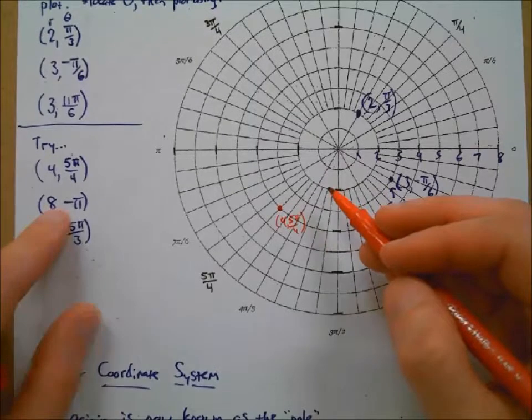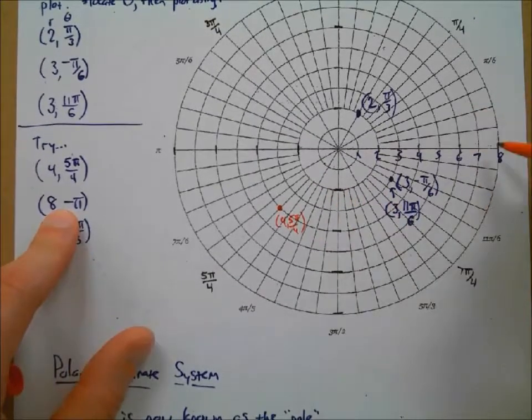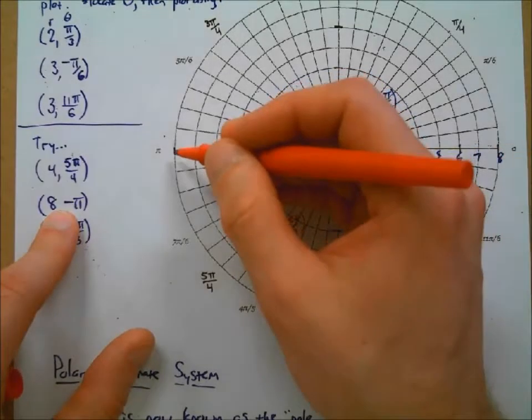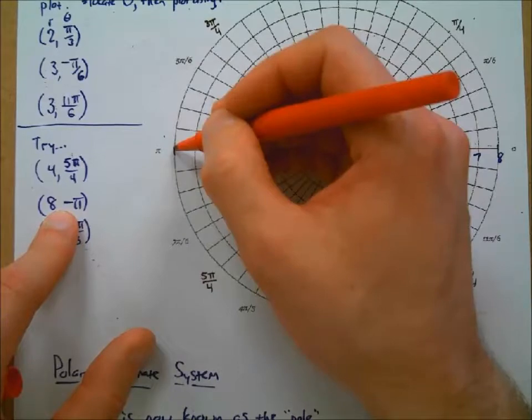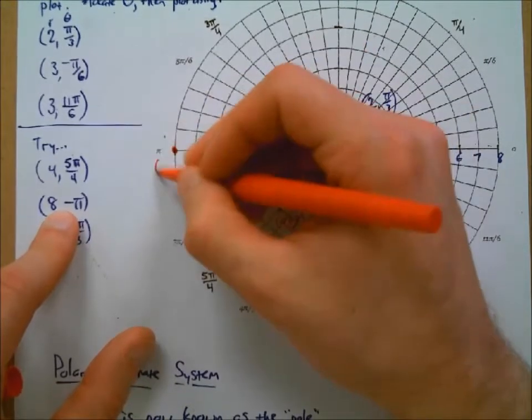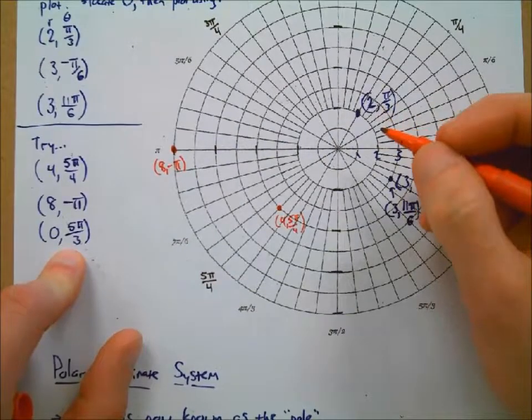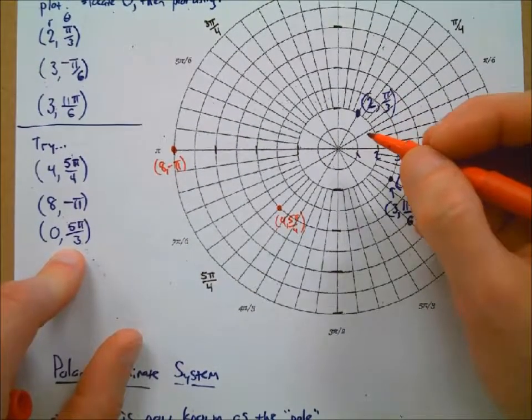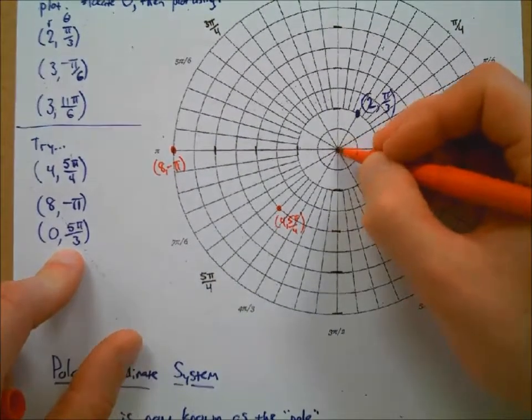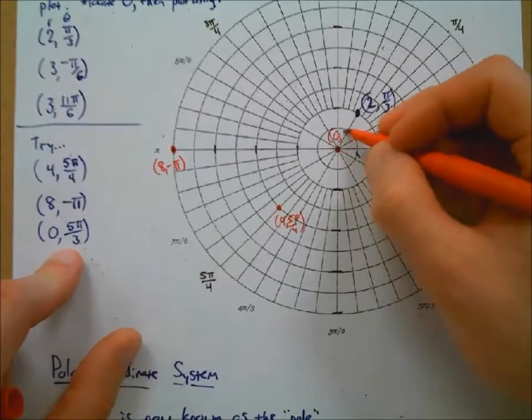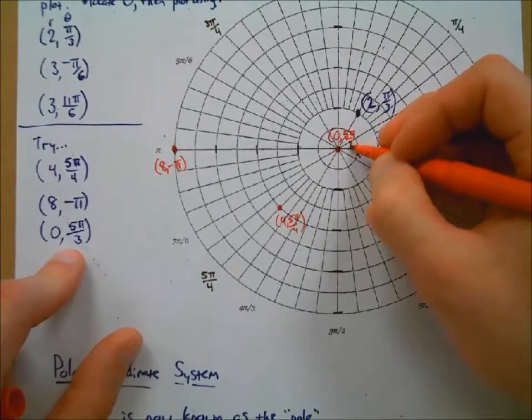8, negative pi. So for this one, we're going to go negative pi. Now, negative means you go clockwise. So clockwise pi, well, it's still going to give us the pi. And we'll just go 8 in that direction, which is right here. And so there's 8, negative pi. And then finally, 0, 5 pi over 3. Well, if your radius is 0, where are you? You're at the pole, right? No matter what your angle is, 0, 5 pi over 3, it's at the pole.